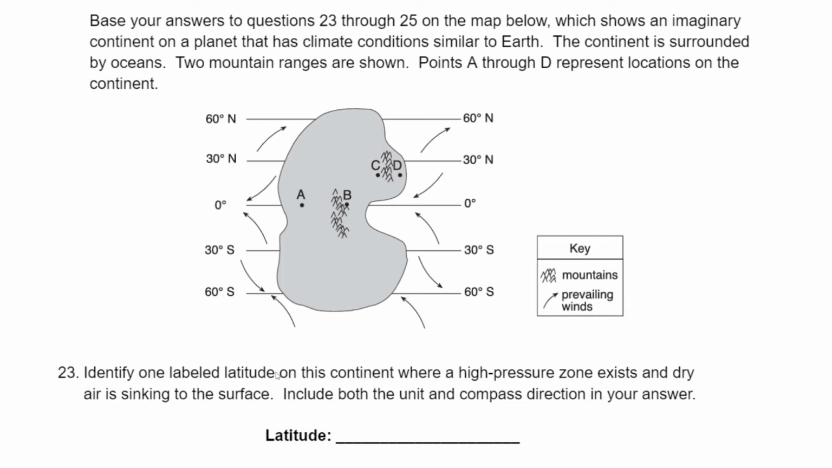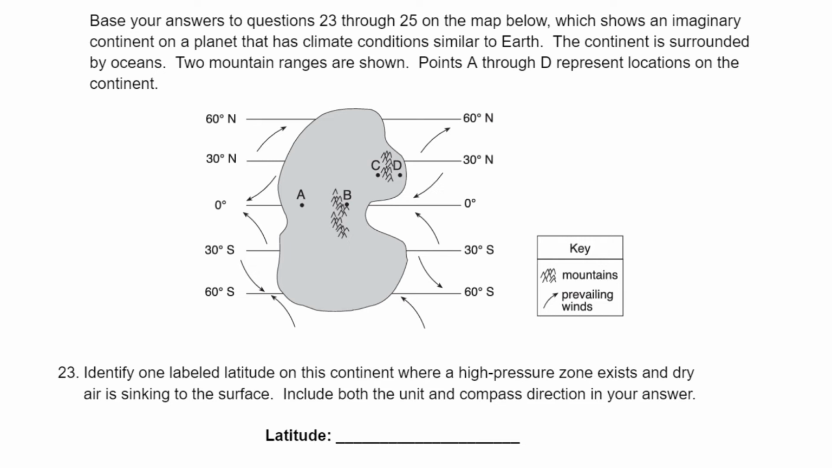So identify one labeled latitude on this continent where a high pressure zone exists and dry air is sinking to the surface. Include both the unit and compass direction in your answer. So we need the latitude with the unit and the compass direction and the degrees, right?